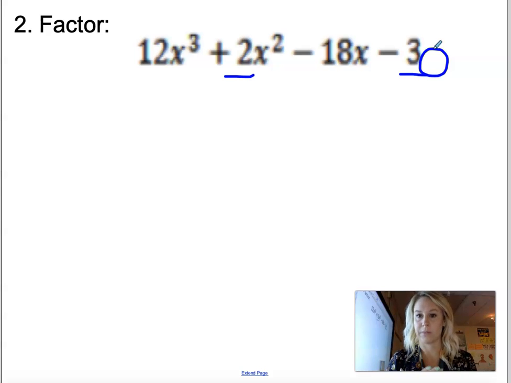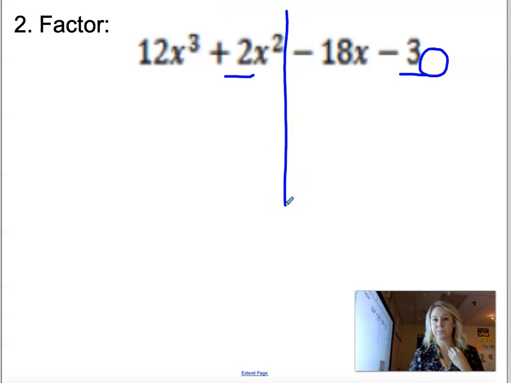There is no number that will go into all 4 of those problems, or no letter that will go into all 4 of those problems. So that is my clue that I should factor by grouping because I have 4 terms. Okay, so let me group these 2.